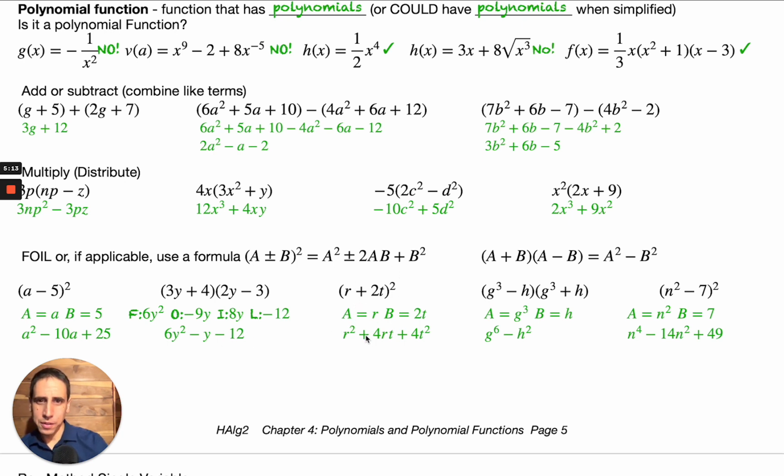Here, using the formula, a is going to equal r, 2t is going to equal b, so then we get r squared, and then this 2t squared is 4t squared. You have to multiply them up and double it, so you get 4rt.